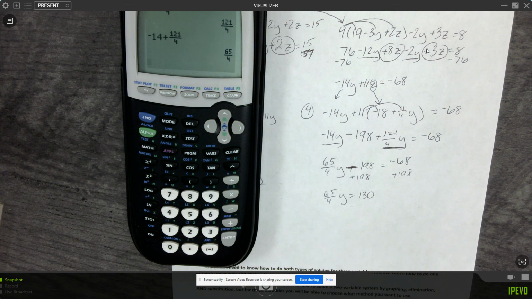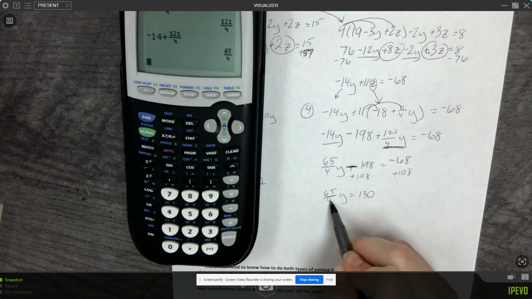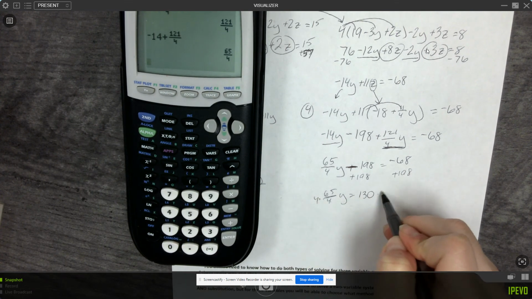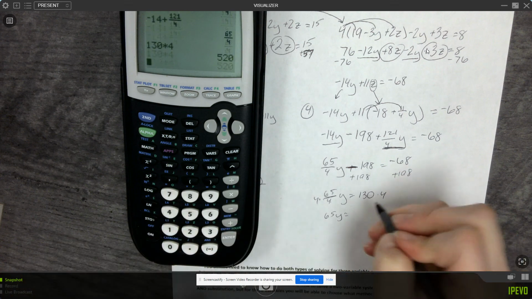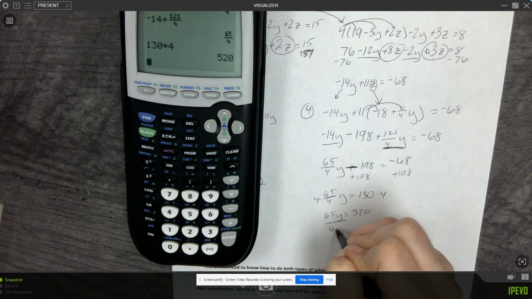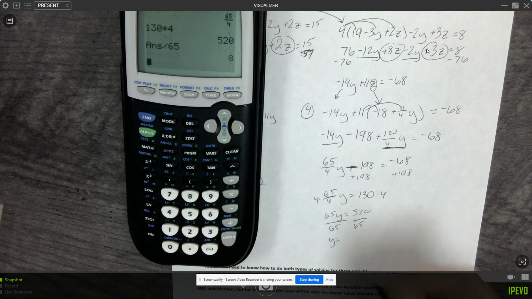Now to solve this, my personal opinion of what's easiest is you're going to get rid of dividing by 4 by multiplying by 4. So 65y is equal to 130 times 4, which is 520. And then divide both sides by 65. So that y equals 8.